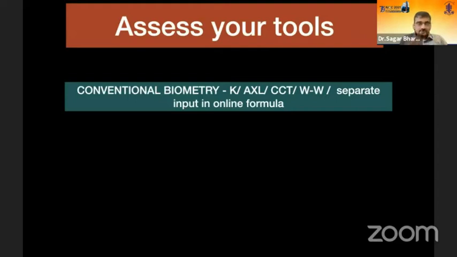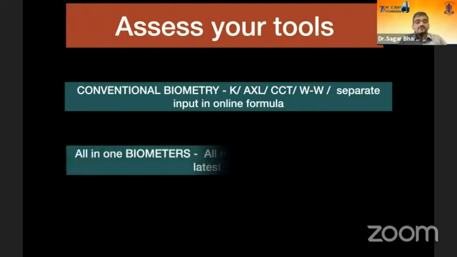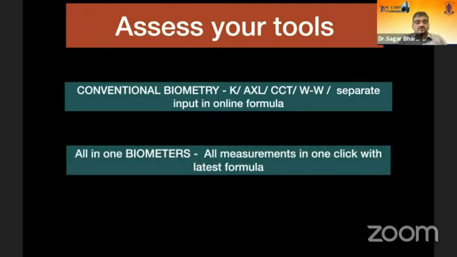Now, before you start into premium IOLs, you should assess what exactly are the tools that you have, or what you would like to have when you are planning for such a practice. If you have a conventional biometry, you have to take these measurements separately and input them in your online formula. That would mean you have to be very careful about transcription errors. Most of the newer purchases are now all-in-one biometers, which have all these measurements in one click, along with the latest formula. So you get everything with one button click.